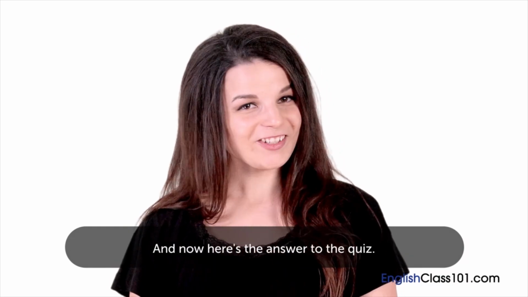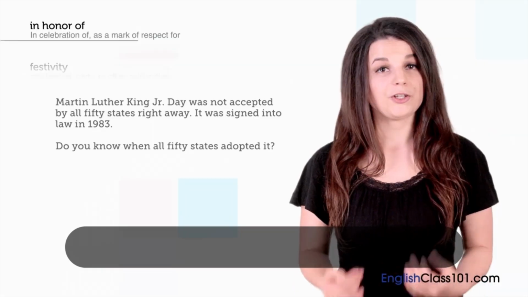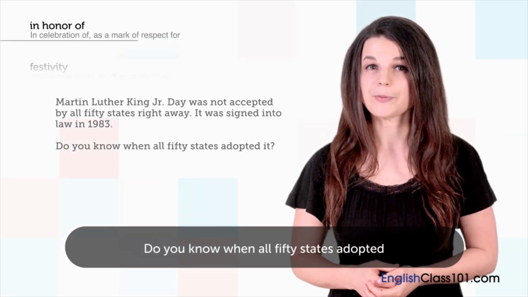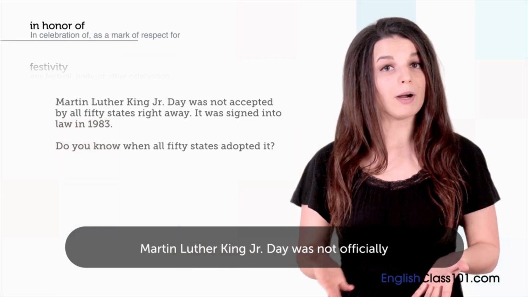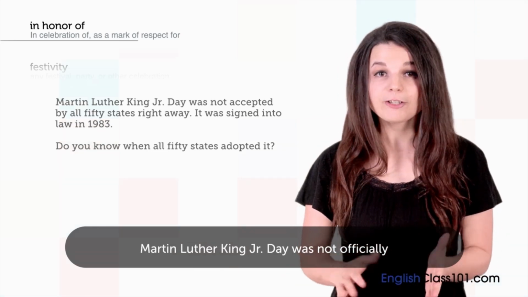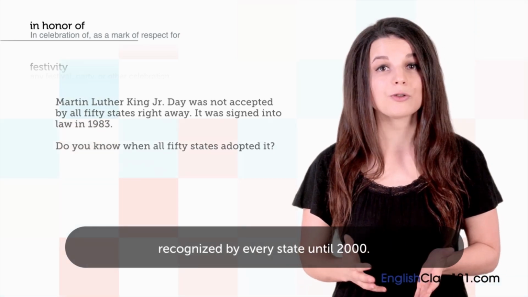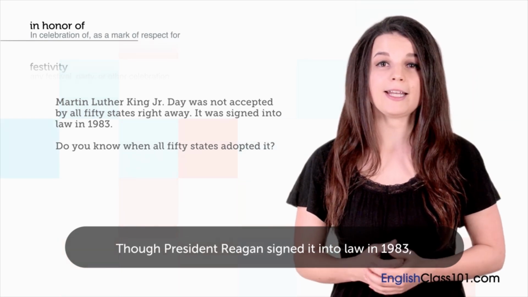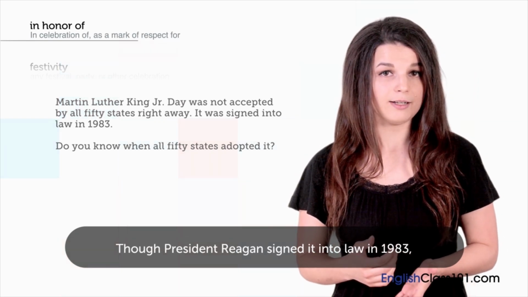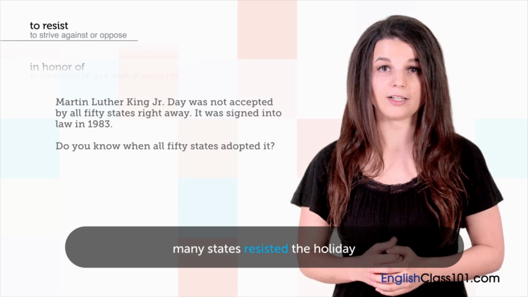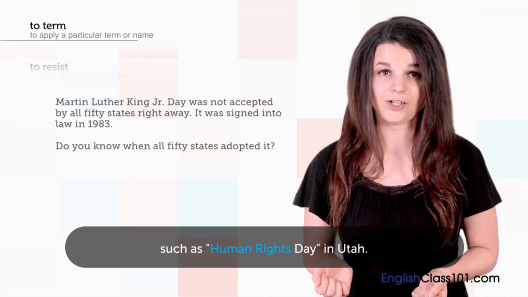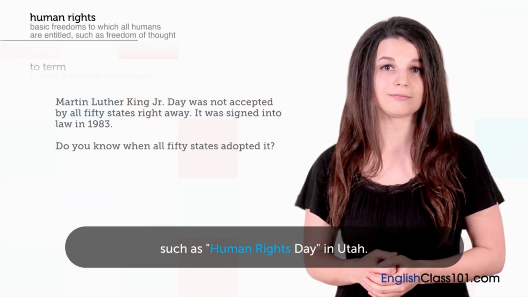And now, here's the answer to the quiz. Do you know when all 50 states adopted Martin Luther King Jr. Day? Martin Luther King Jr. Day was not officially recognized by every state until 2000. Though President Reagan signed it into law in 1983, many states resisted the holiday or tried to term it something else, such as Human Rights Day in Utah.